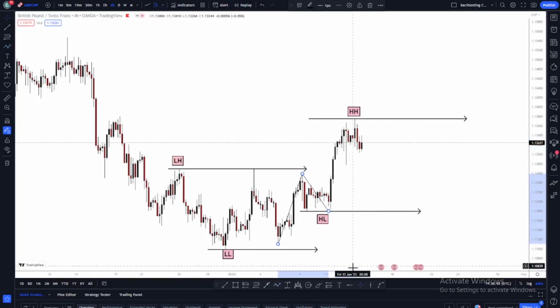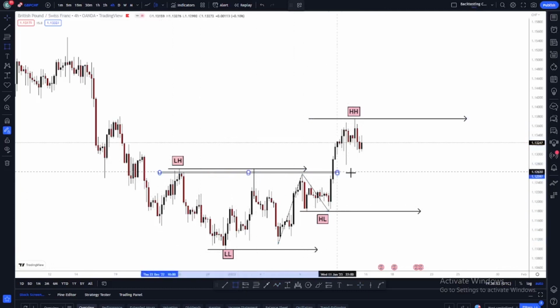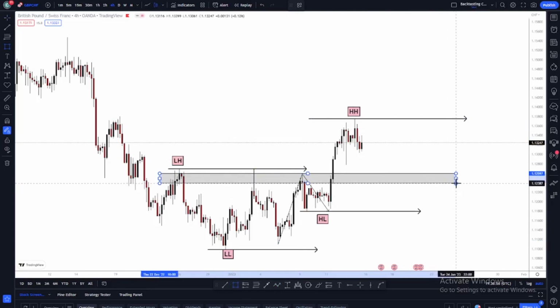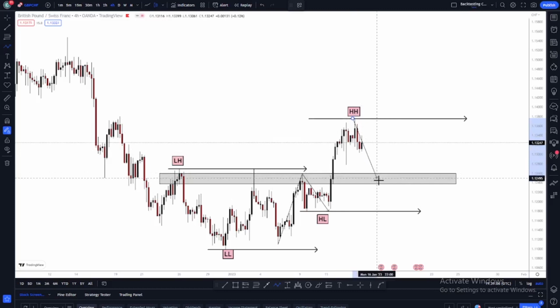Going into next week, what we are expecting price to do is to come back into its lower high zone. We expect price to retrace into its lower high zone and retest its lower high as a support, and bounce back to the upside. So that's our first setup, the first place we'll be looking to take our trade next week.